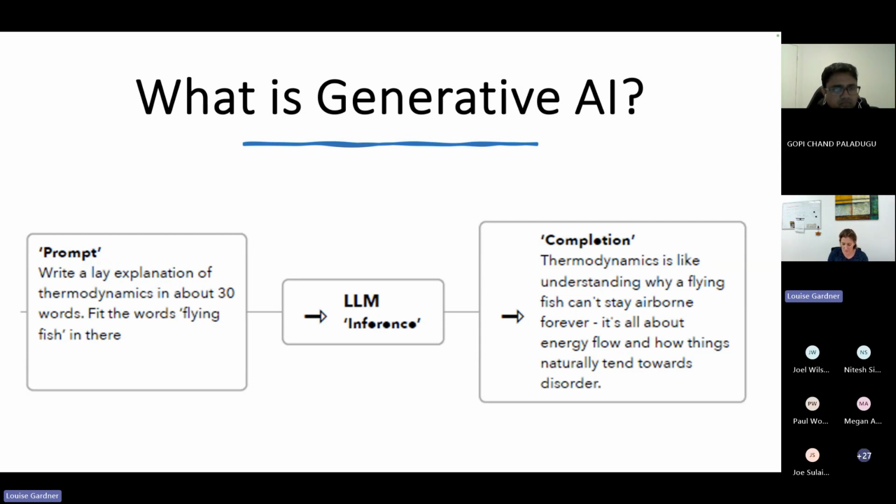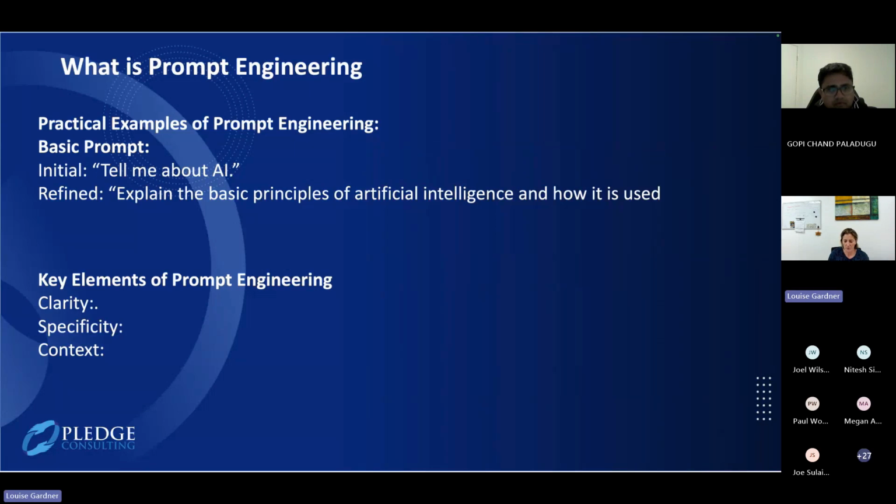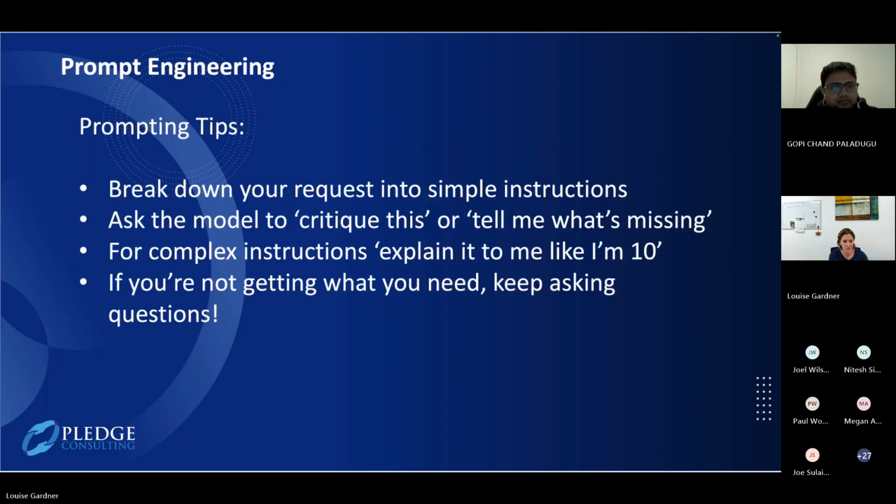So engaging with these models, as I said, is going to become more and more important. Some examples of prompt engineering. So, tell me about AI. You'll get chapter and verse on AI. But if you want something more nuanced, then you have to refine that prompt, and being clear, being specific, and providing as much context as you can will always get you better results.